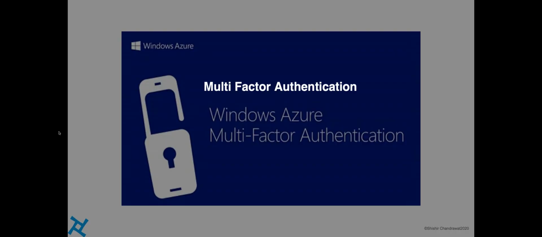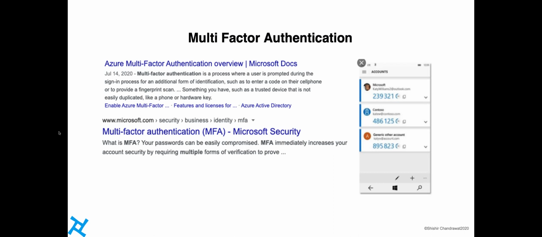Okay, now we're going to talk about multi-factor authentication. So Azure multi-factor authentication. Multi-factor authentication is a process where a user is prompted during the sign-in process. Now, this is a security method. It prompts the user to perform an additional form of identification, such as to enter a code on their cell phone or to provide a fingerprint scan, or something you have, such as a trusted device that is not easily duplicated like a phone or a hardware key.